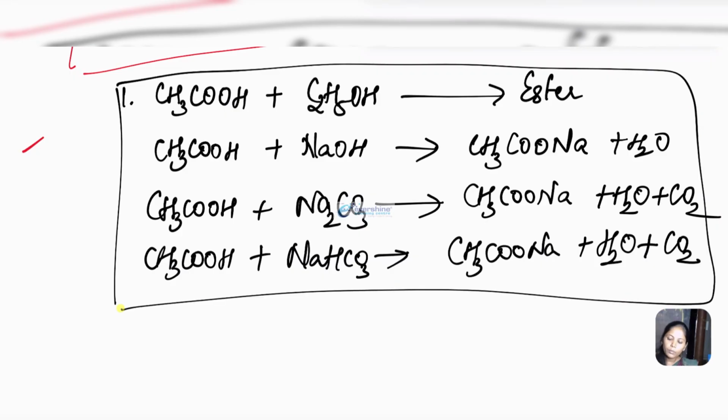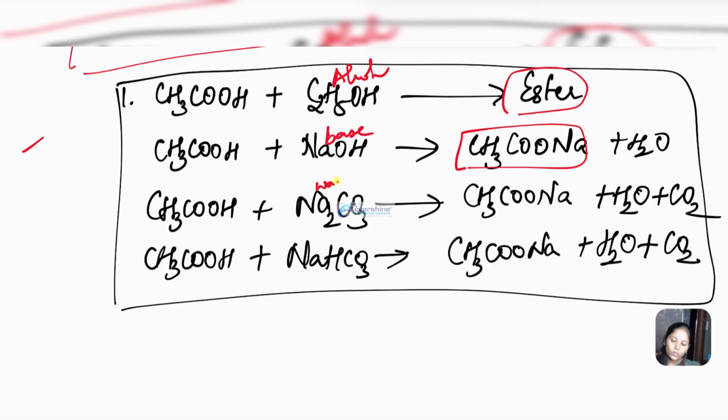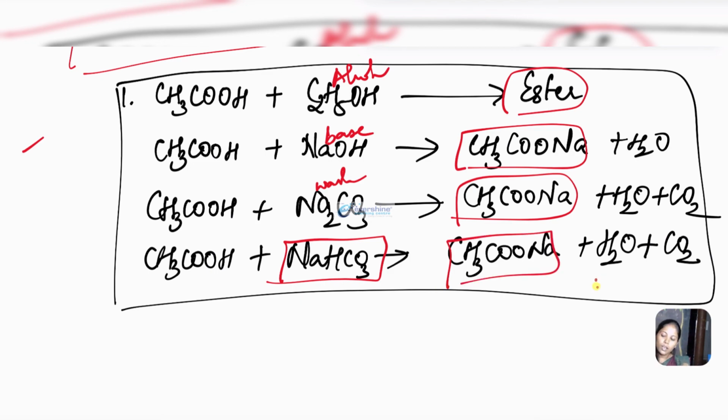So these are all the four chemical properties of ethanoic acid. One is with alcohol, it forms ester. One with base, it forms sodium ethoxide. One with washing soda, it will form sodium ethoxide salt. With baking soda, it will form sodium ethoxide salt plus water plus carbon dioxide gas. These are all the chemical properties of ethanoic acid.